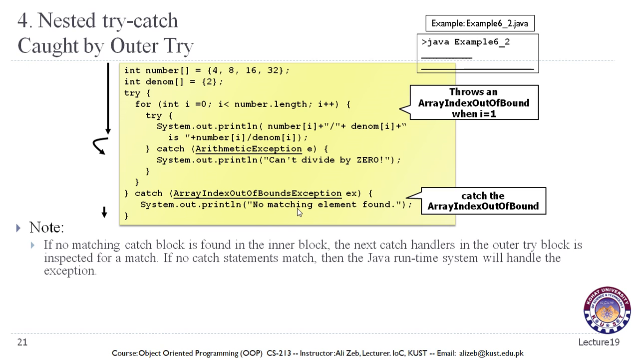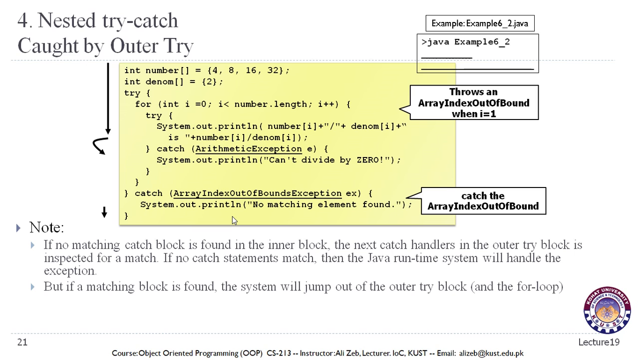The points to note here are: if no matching catch block is found in the inner block, as was the case here, the next catch handler in the outer try block is inspected for a match. What we did was, when the error was not handled in the inner catch block, we looked for the matching catch block in the outer try catch block. If no catch statements match, then the Java runtime system will handle the exception. If you are not handling this error here, then Java would have come in and handled this exception. But if a matching block is found, as in our case, the system will jump out of the outer try block and the for loop.